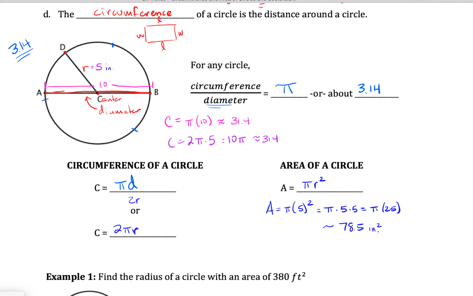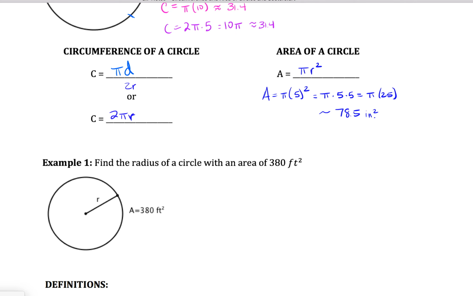So one more example that I want to show you is how would I find the radius of a circle if I know its area. If I know its area is 380 square feet, then what would be the radius of this circle? The way I'm going to do that is by starting with my formula for the area of a circle: area equals pi r squared. Then I'm going to fill in what I know, that the area is 380. So I have 380 equals pi r squared.